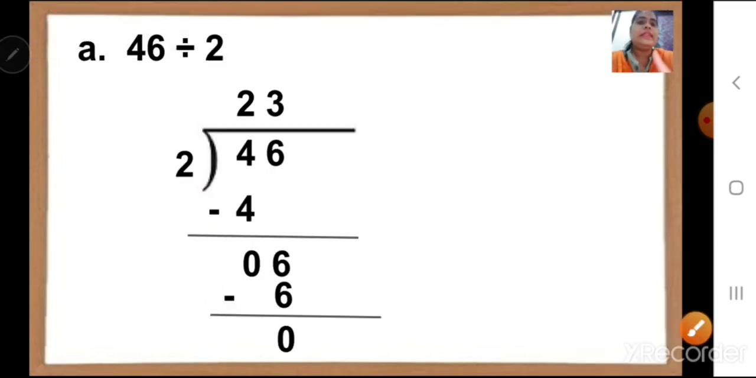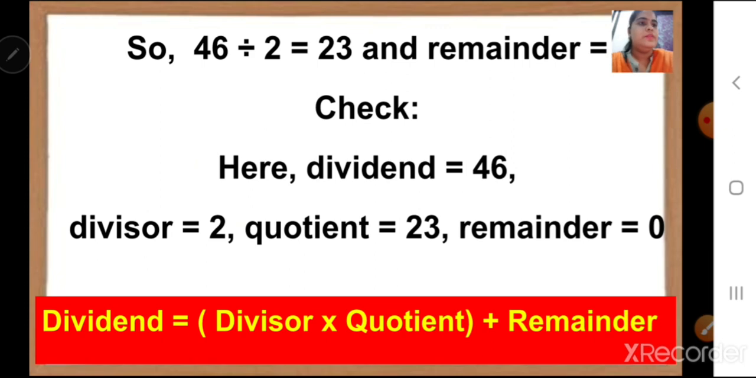Now children, write all the steps properly. Make the brackets and the lines. One number write in one box. You have square line book, children. Write all the numbers properly. After that children, we are going to write the answer in this way. So 46 divided by 2 is equal to 23 and remainder is equal to 0.